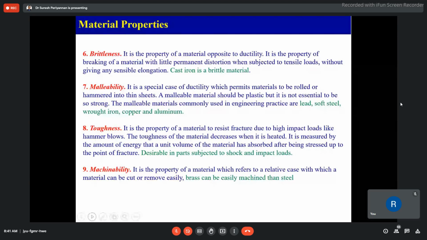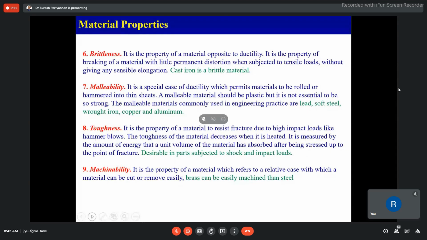Because in the tool post, we are connecting the tool and performing different kinds of operations, I mean step turning operation, chamfering operation, facing operation, threading operation. When we perform different types of operations, the tool post is subjected to different loading conditions. Hence, if I use a brittle material, the tool post may fail, because various loads act on the tool post while performing different types of operations.